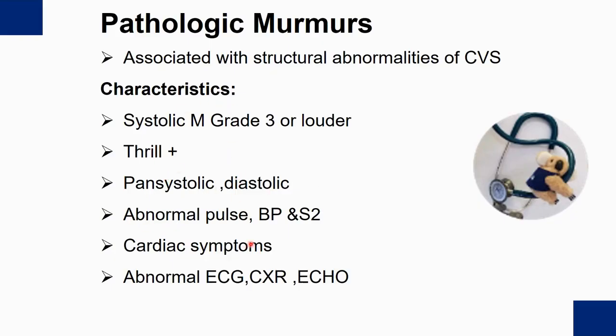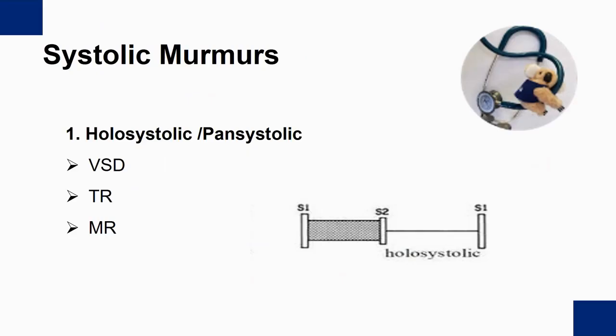Then abnormal pulse is there, blood pressure may be abnormal, second heart sound is also abnormal. The child may have cardiac symptoms of the disease, and the ECG, X-ray and echo are all abnormal. Then you call this murmur a pathological murmur. Examples of the pathological murmur. Let's see the systolic murmurs.